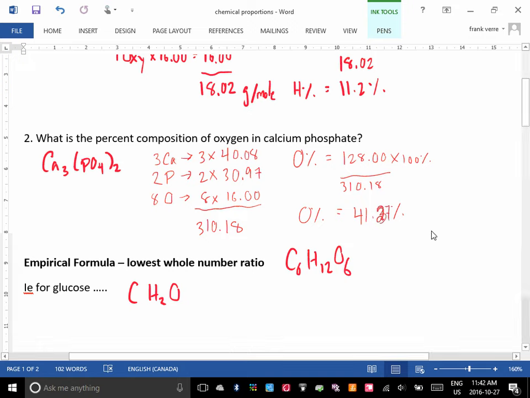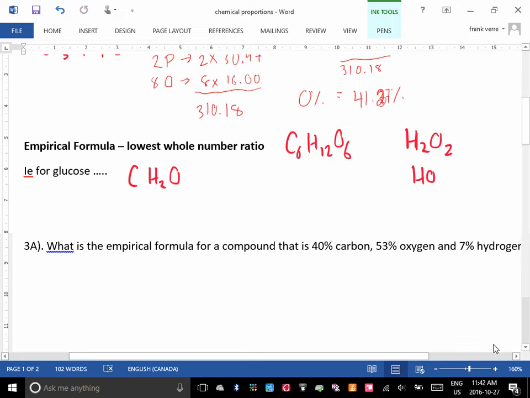So for example, hydrogen peroxide would be H2O2. So the empirical formula would be HO, which means there's 1 hydrogen for every 1 oxygen. Easy so far, right? Okay, so let's look at this. What would be the empirical formula for a compound that is 40% carbon, 53% oxygen, and 7% hydrogen?